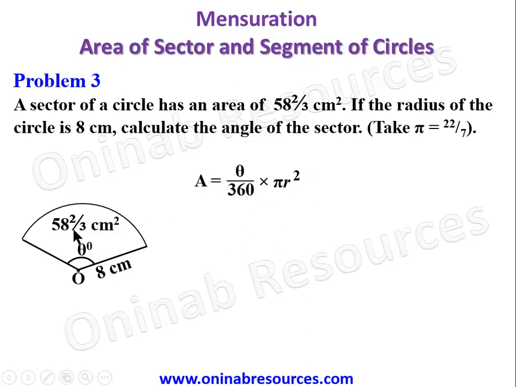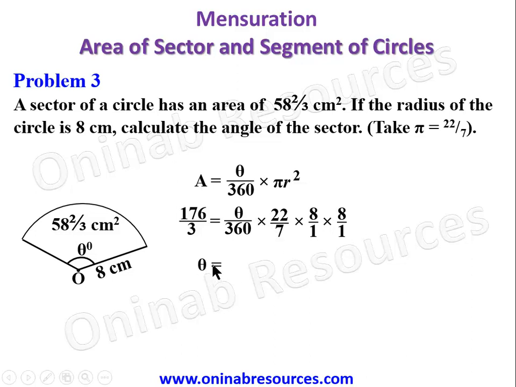So from here we know our area of sector is theta over 360 pi r squared, and the area is given, so we express it as an improper fraction, and that would be 58 times 3 plus 2. It gives 176/3, equal to theta over 360 times 22/7 times 8/1 times 8/1. That is r squared. Since our r is 8, it's 8 times 8.